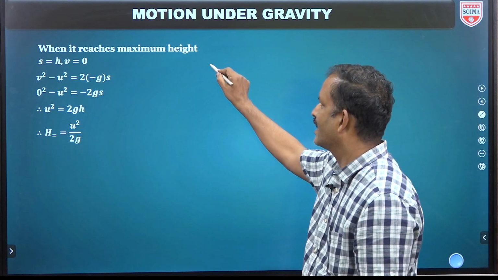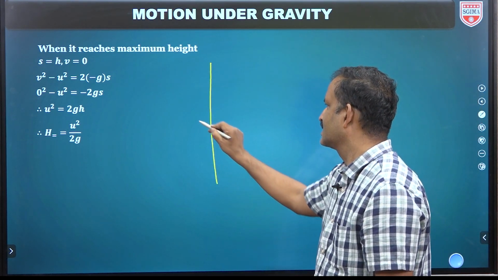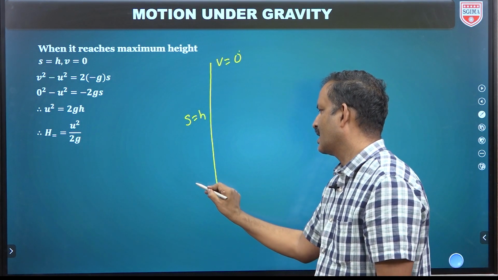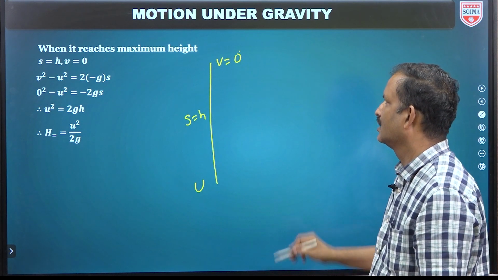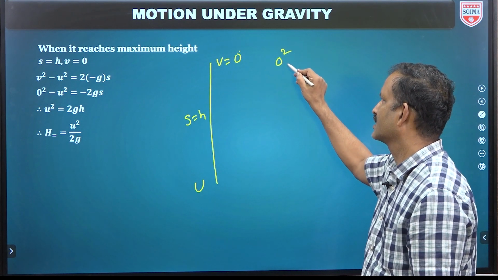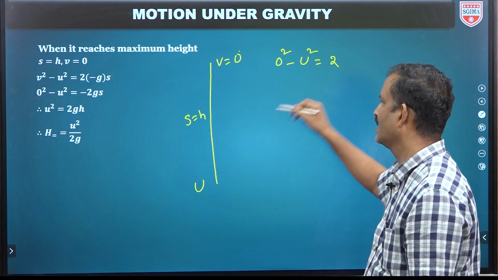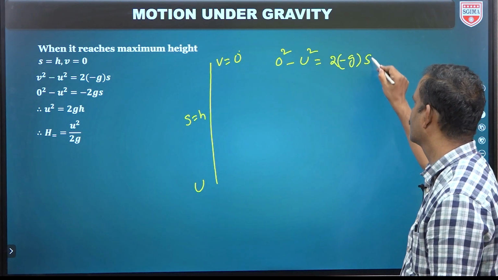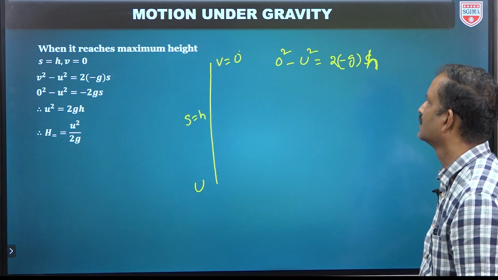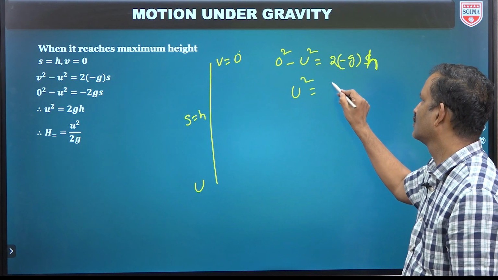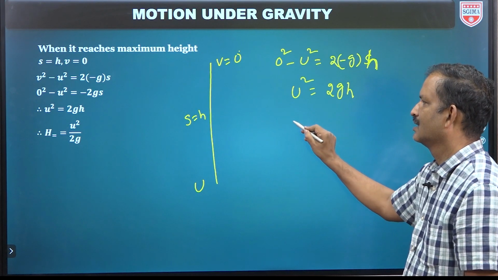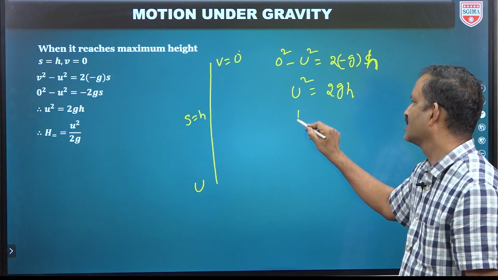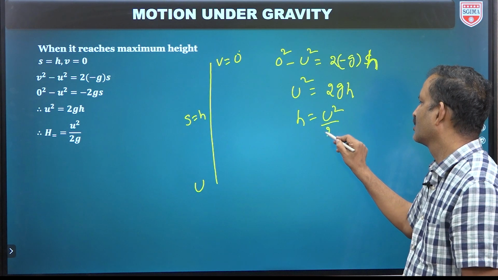When it reaches maximum height, S is equal to h, v is 0. So, velocity is u. Here 0 square minus u square is equal to 2, a value is minus g, S value positive, that is equal to S value is h. So, u square is equal to 2gh. So, h is equal to maximum height, that h is equal to u square by 2g.